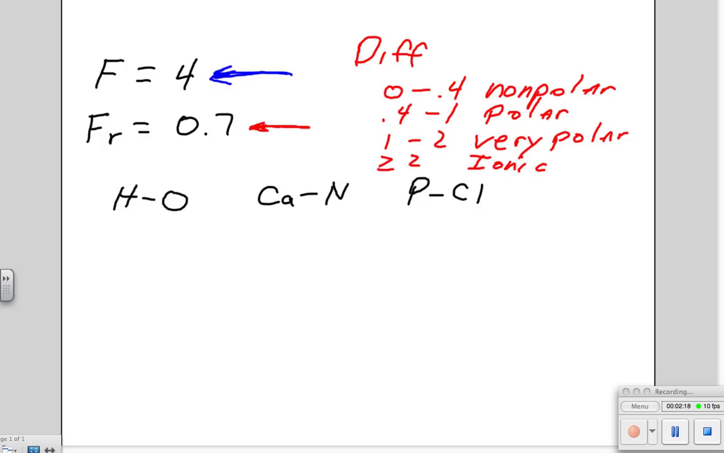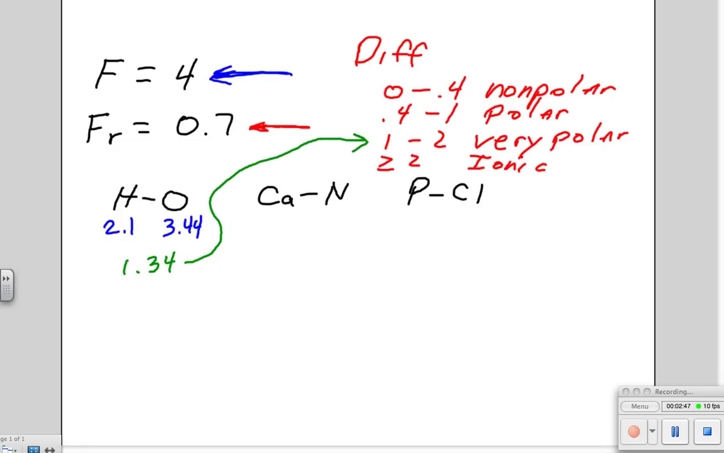What I do is I'd look up hydrogen. Hydrogen's given as 2.1. Oxygen is given as 3.4, actually 3.44. When I get the difference of that, 3.44 minus 2.1, I'm going to get something on the order of 1.34. 1.34 tells me that this particular bond is going to be very polar.